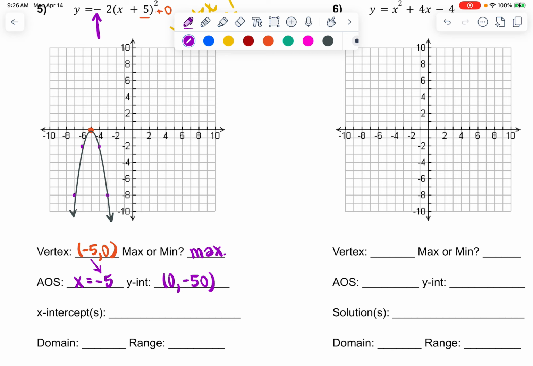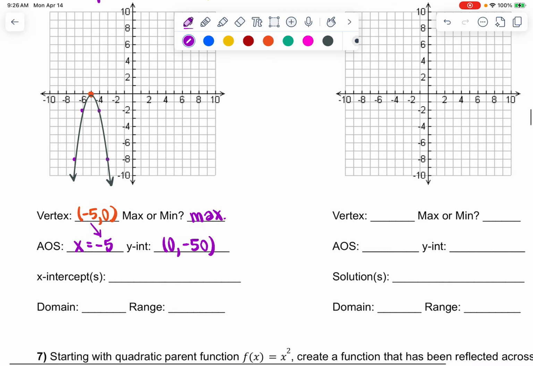Just because you can't see it on our little 10 by 10 graph, right, doesn't mean it doesn't have a y-intercept, right? It's going to cross eventually because the domain is all real numbers, right? Because he keeps getting wider forever. So he's eventually going to hit that y-axis. Our x-intercepts or our solutions are negative 5, 0 because the vertex is the solution because it's sitting on the x-axis. The domain is all real numbers.